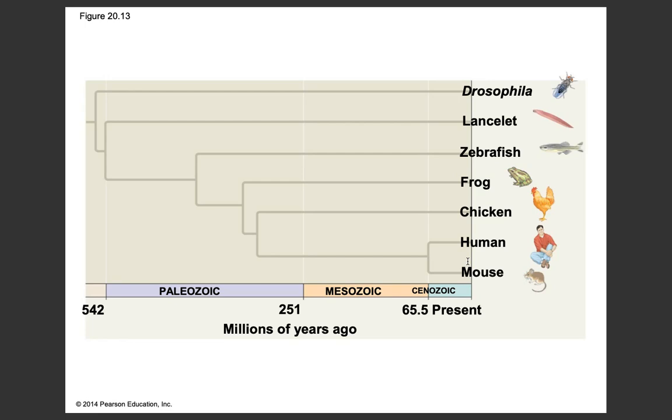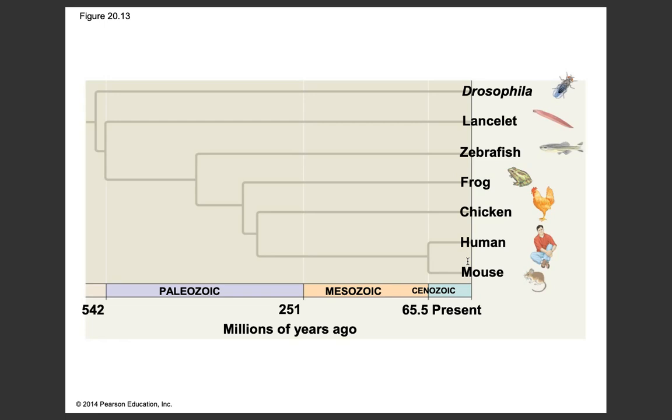Each one of the lineages, each one of the lines that leads to one of the organisms, has the same total length from the base of the tree to the branch tip, indicating that all of the lineages have diverged from a common ancestor for equal amounts of time.